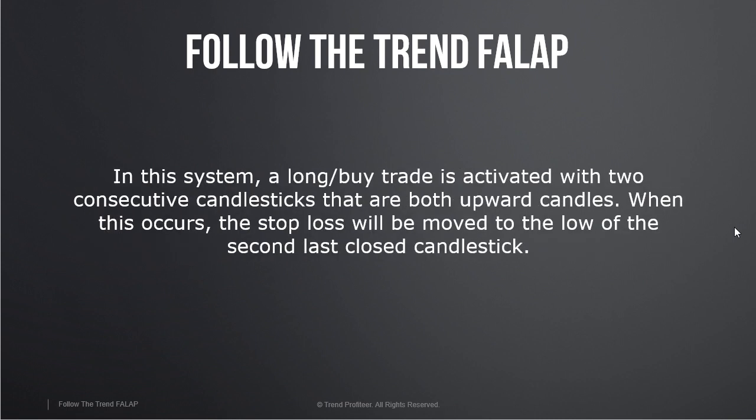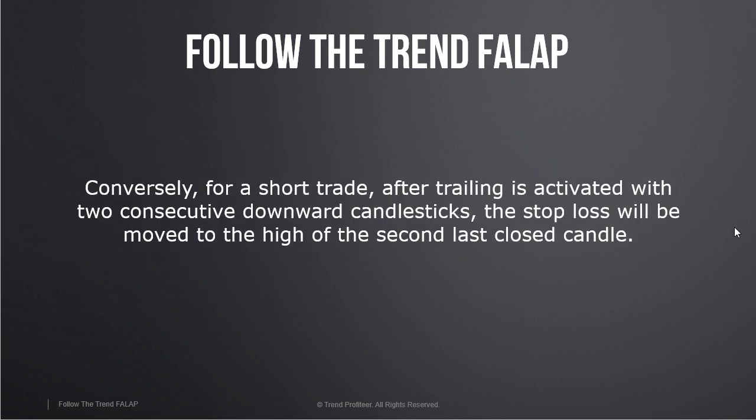In this system, a long buy trade is activated with two consecutive candlesticks that are both upward candles. And again, you can customize this to have your price below the lows of candles on a buy trade or above at a preset point. It also allows you to adjust the consecutive number of candlesticks before it's activated. So in this case, when this occurs, the stop loss will be moved to the low of the second last closed candlestick for a buy trade. So let's have a look at an example in a moment.